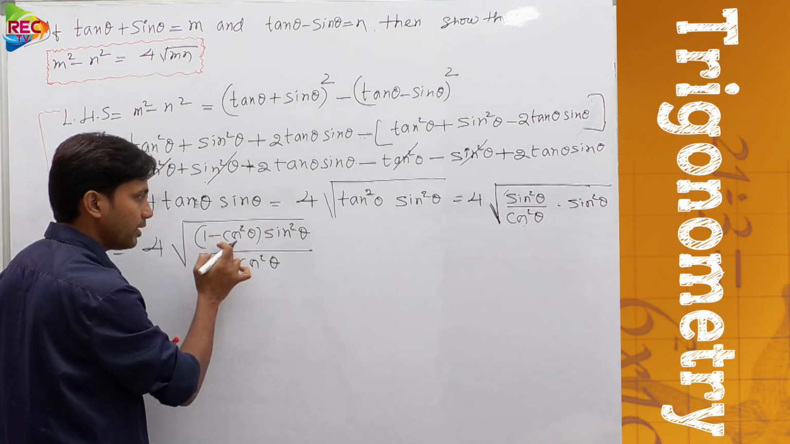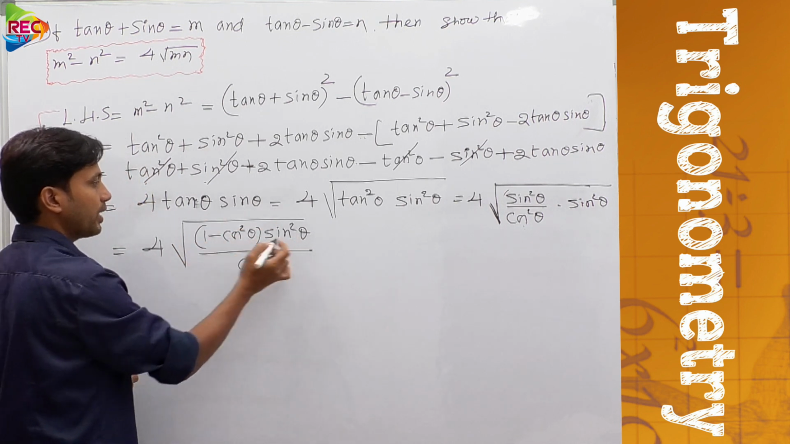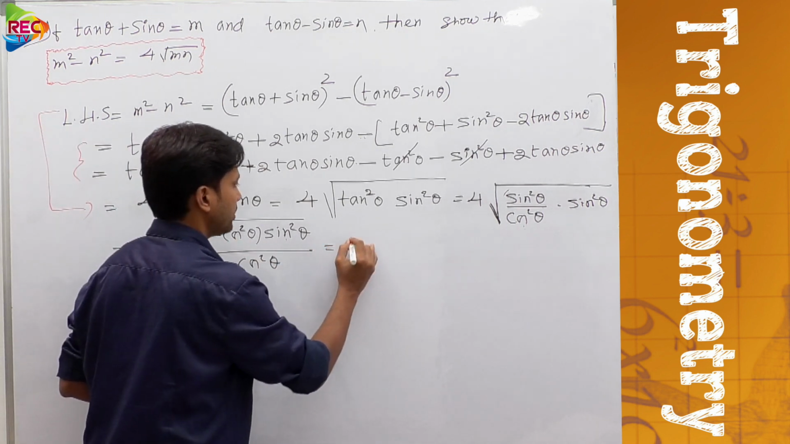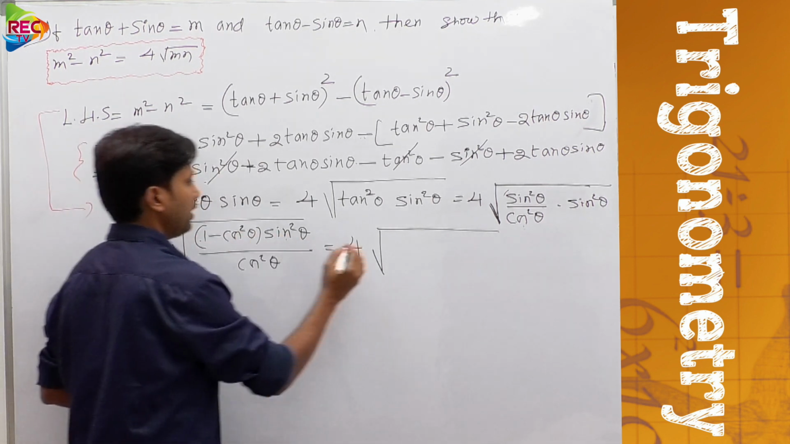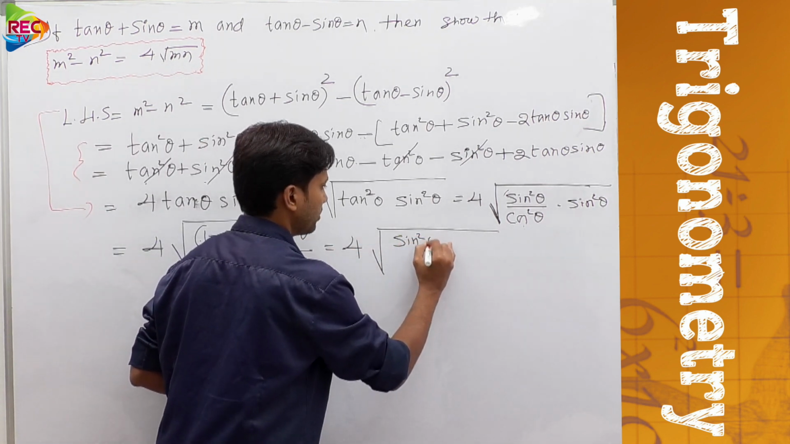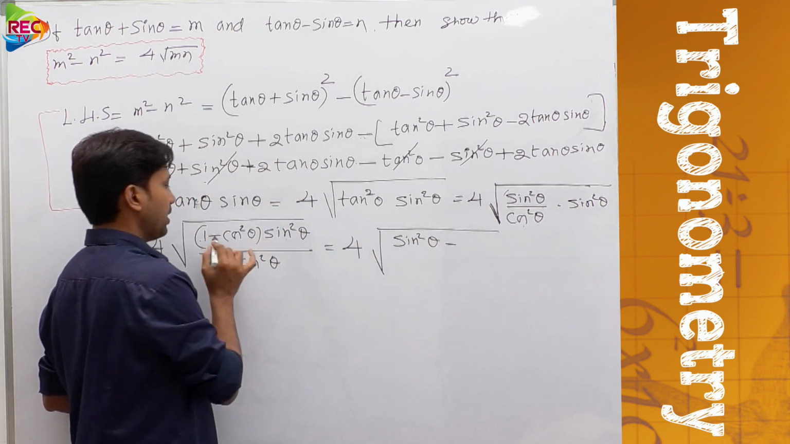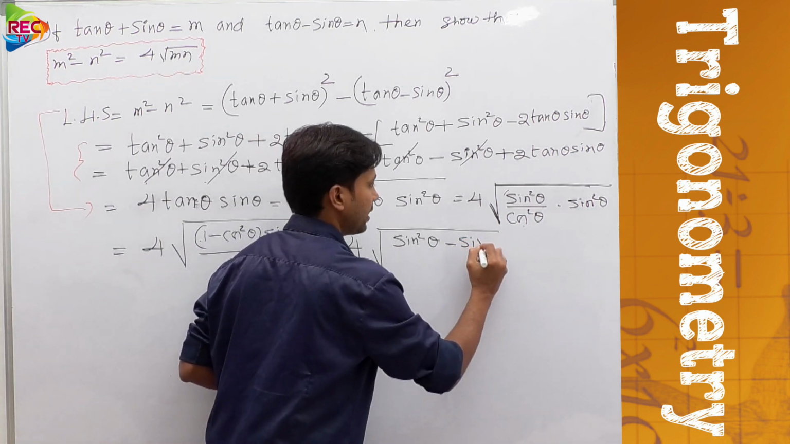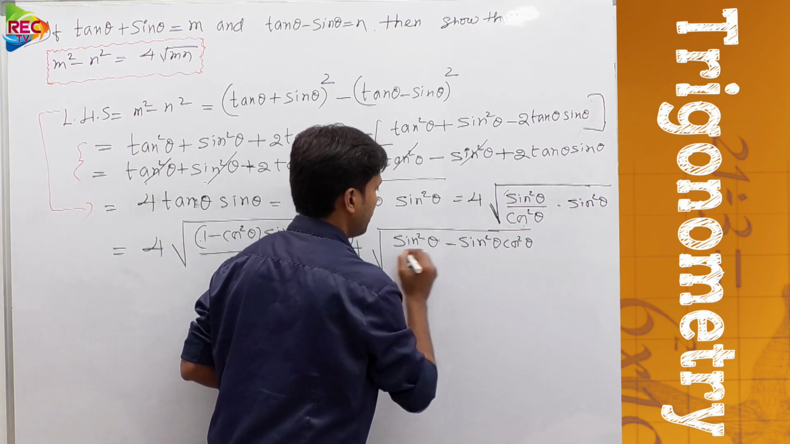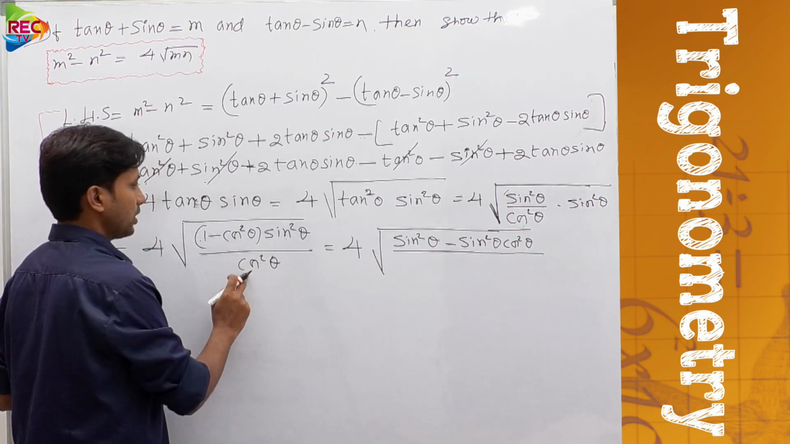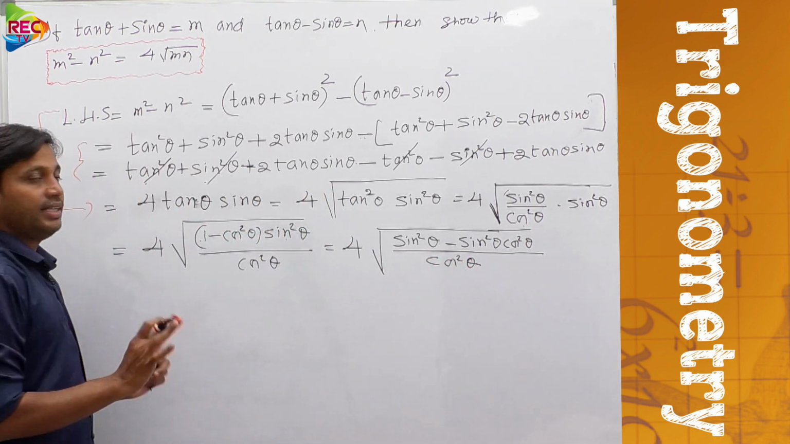Now multiply. In this numerator part, multiply sin square theta with each and every term. Sin square theta into 1 is sin square theta, minus sin square theta into cos square theta. Here the minus sign is there. Right. What is the denominator part then? Cos square theta, inside the square root. Right? Okay.